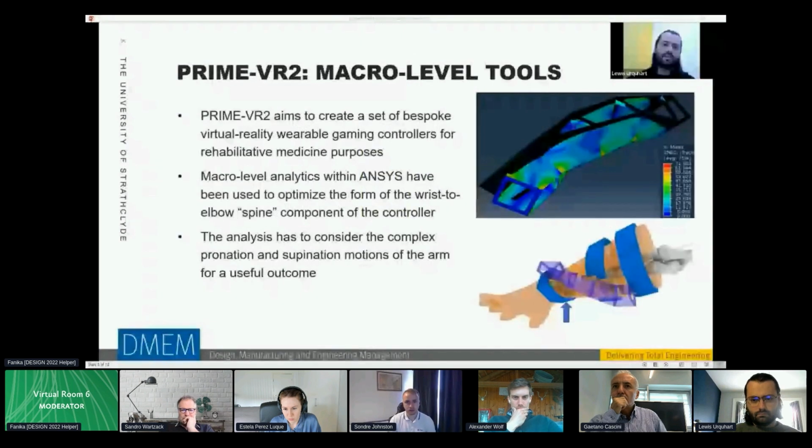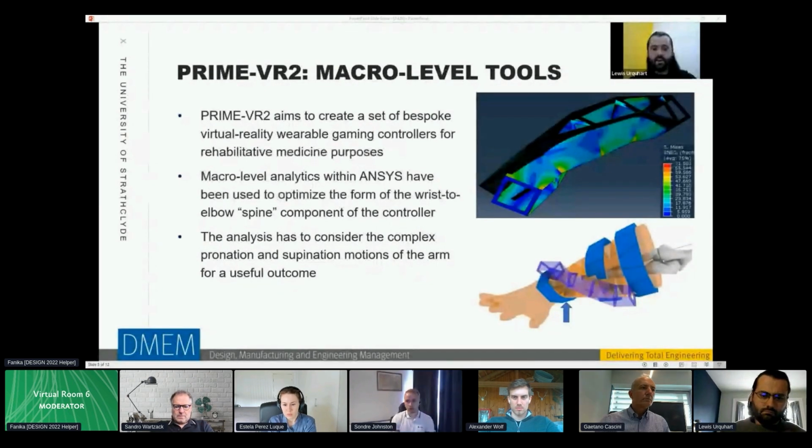And indeed, the PrimeVR2 research project has been using these tools in various ways. So at the macro level, we've been exploring the optimization of the large structural elements. So there's a component we're calling the wrist to elbow spine of our virtual reality wearable gaming controller. And we've done analysis in Ansys to optimize that form. And it has to consider complex pronation and supination movements of the arm.